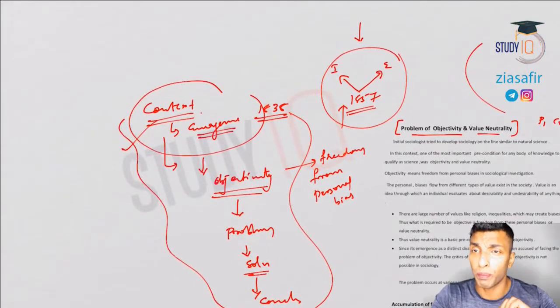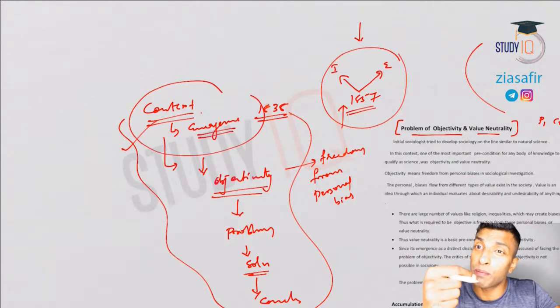So how can you compromise objectivity? It is because of personal bias. What is objectivity? Freedom from all these personal biases. Can you remain objective in social science? It is very difficult, but you should remain objective. That's what this particular topic is all about. You should be objective, which means you should not be favoring anything: not your religion, not your region, not your caste, not your gender, nothing. It should be freedom from personal biases.